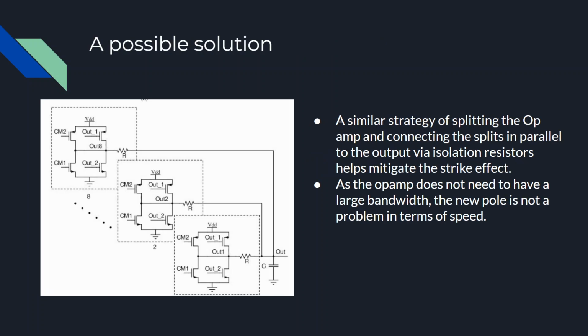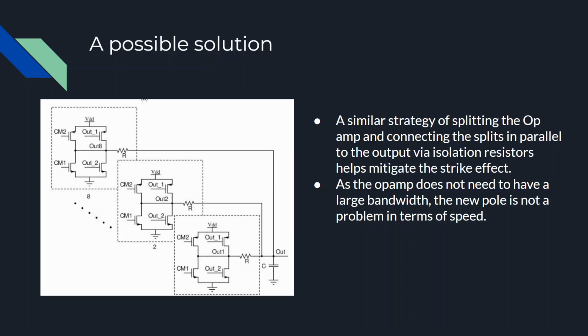This is a possible solution that we have come up with, where we split the op-amp similar to the charge pump into 8 parallel paths, where the sizes are again 1/8 of the original sizes, and they are connected in parallel through isolation resistances. So this way, as is the case with the charge pump, the effects of a radiation strike become almost 1/8 as that in the original case, and the resistance also provides isolation from the output node.